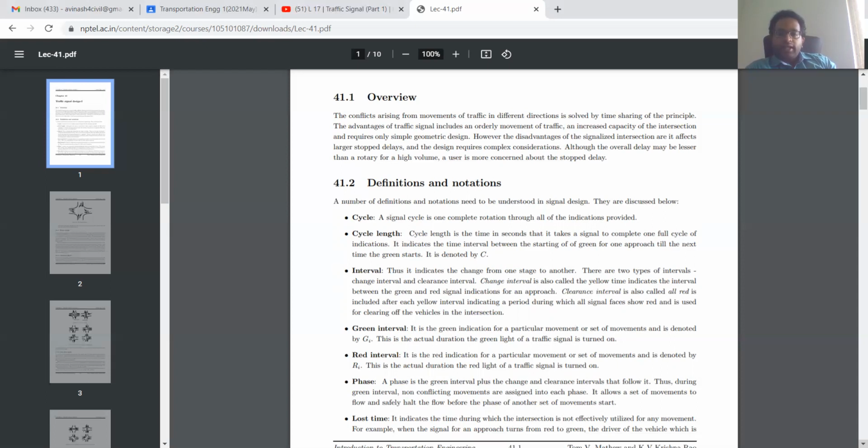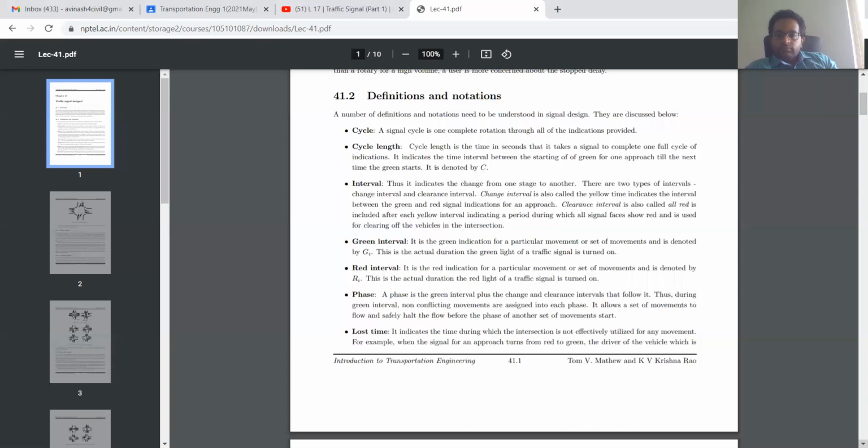Next one is the red interval. Red interval means, for a particular moment or a particular set of moments, you have a red indication. It is denoted by RI. So what is the actual duration of red light of a traffic signal? You call it the red interval. The actual duration of red light of a traffic signal is called the red interval.